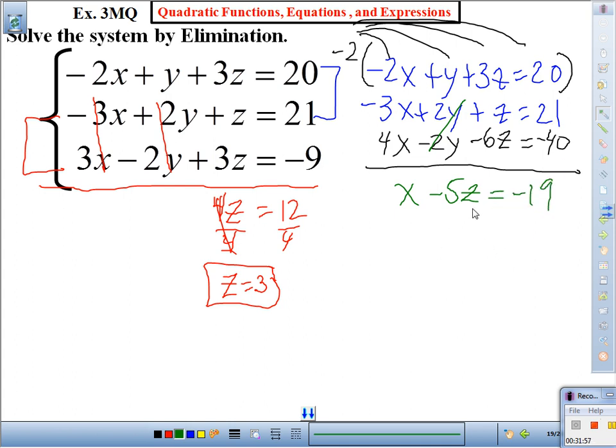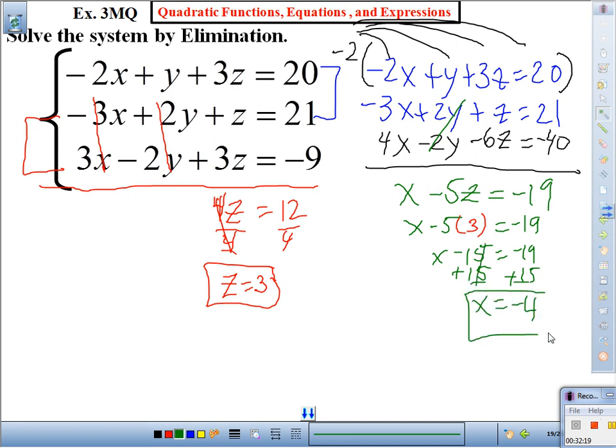But wait a minute. Now I have a z value. What is z? 3. x minus 5 times 3 equals negative 19. x minus 15 equals negative 19. Plus 15 plus 15. x equals negative 4. Did I get that on the first example that we did? Yes. So what do we do with the x and y now?